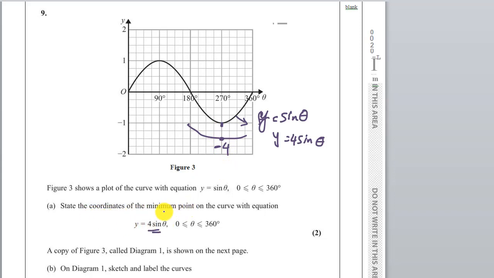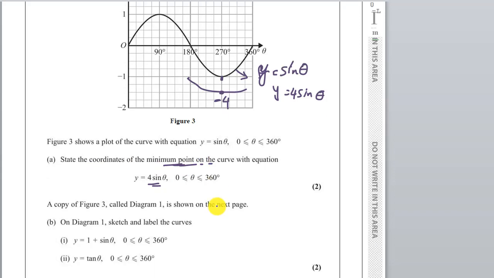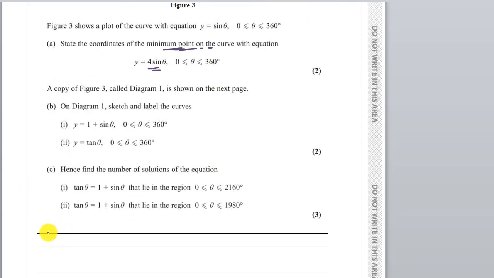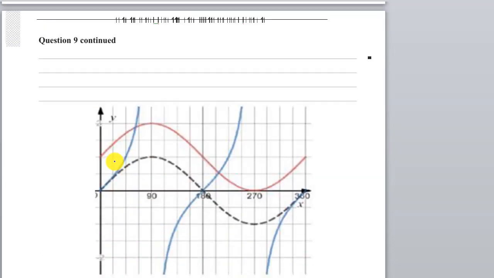So the minimum point of the curve is at 270 in x. So the minimum coordinate, or minimum point, is 270 degrees in x and minus 4 in y. A copy of figure 3, called diagram 1, is shown in the next paper. On diagram 1, sketch and label the curves y equal to 1 plus sine theta and y equal to tan theta. So let us see this diagram.